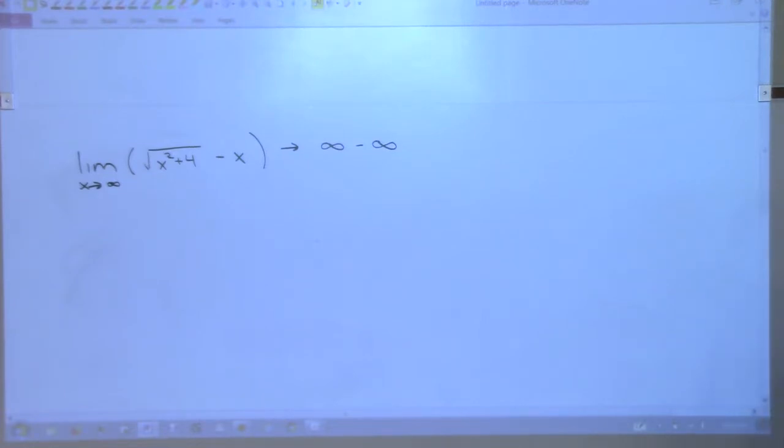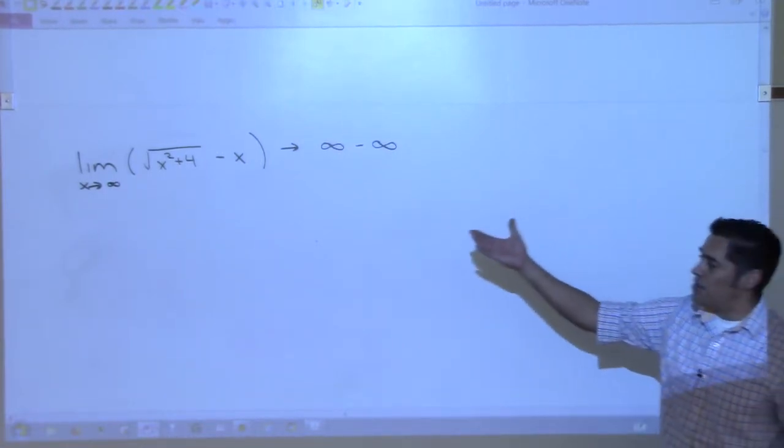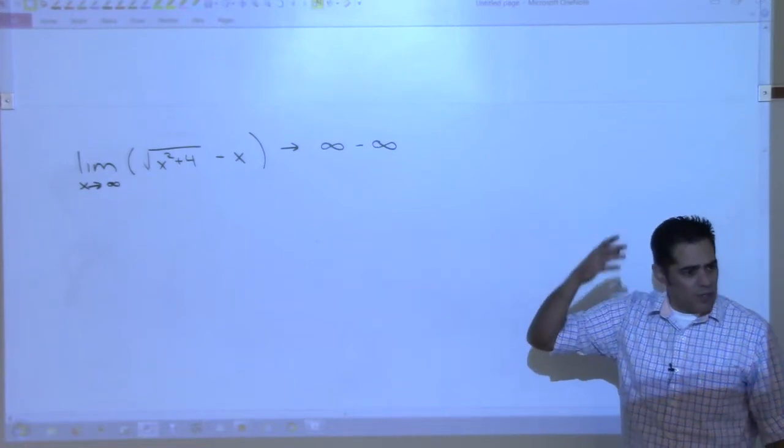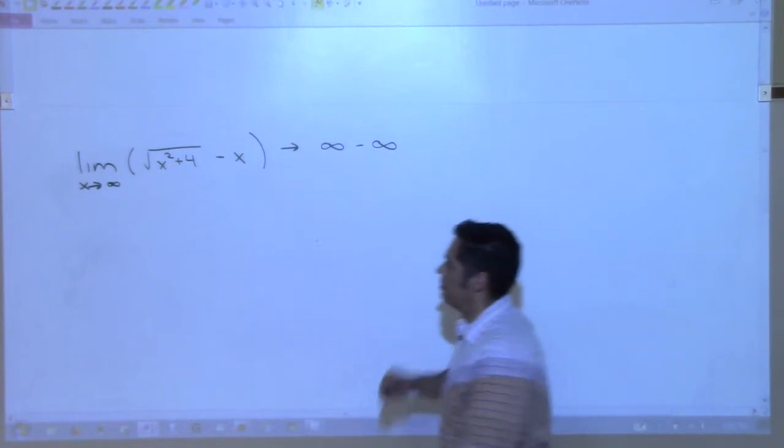What's that? Conjugate. Okay, the conjugate becomes our friend. All right? Anytime we see roots in problems, like when we did the limits before, we had 0 over 0 and we saw roots in there. I said think conjugate. When you see infinity minus infinity, if you see a root, you can start thinking conjugate. All right? Let's see what happens.